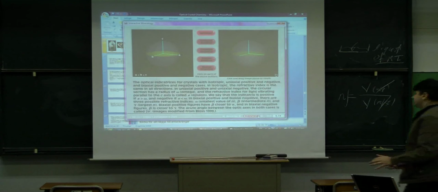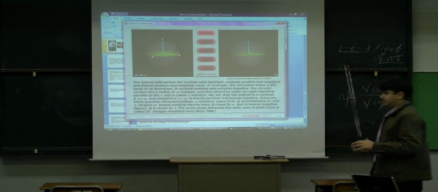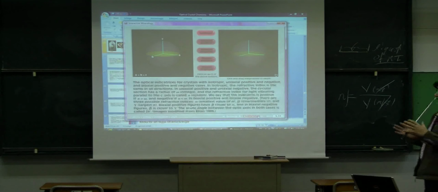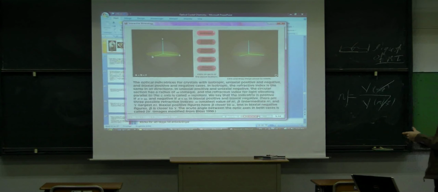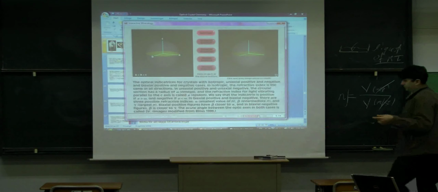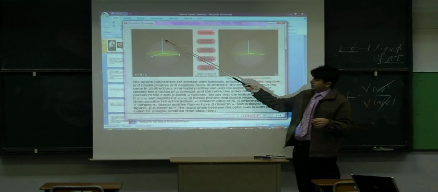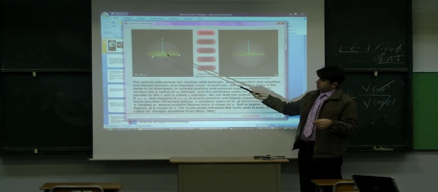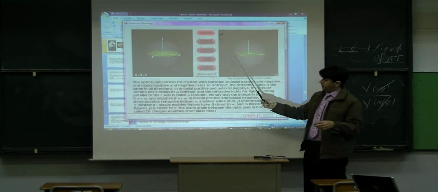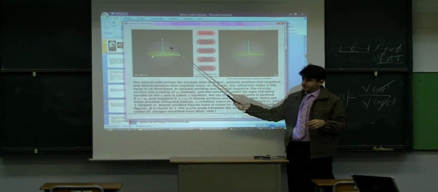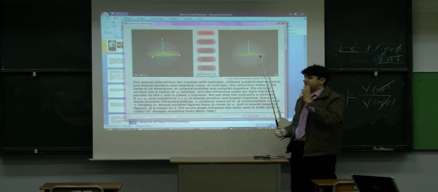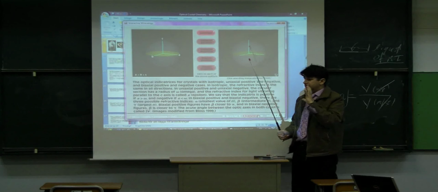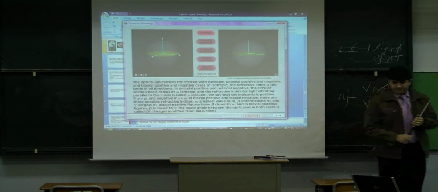You see here, I say the indicatrix is a three-dimensional shape of the refractive index. Here we have isotropic. The refractive index in all directions is equal. So the shape of the indicatrix is what? It is a sphere.